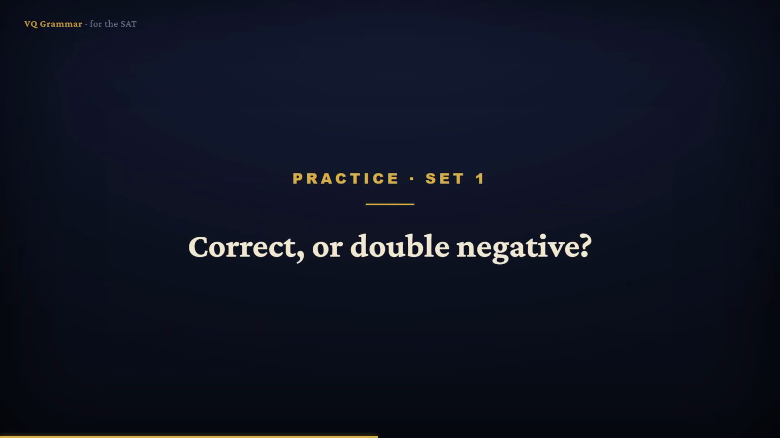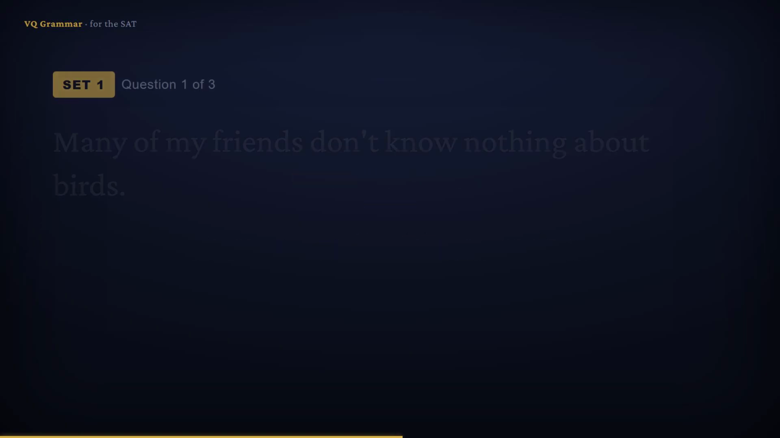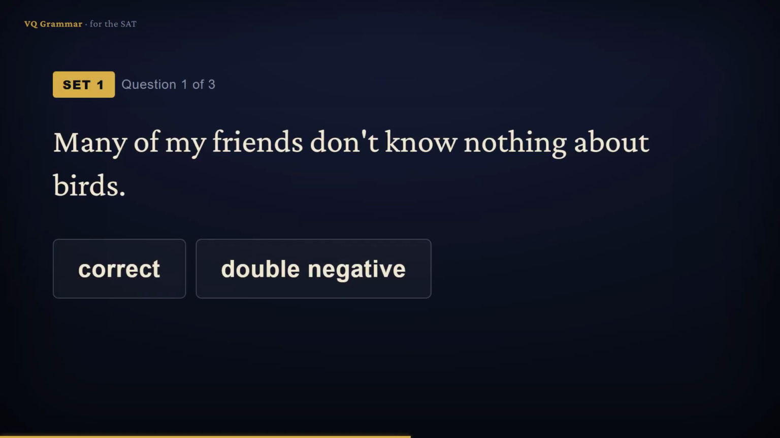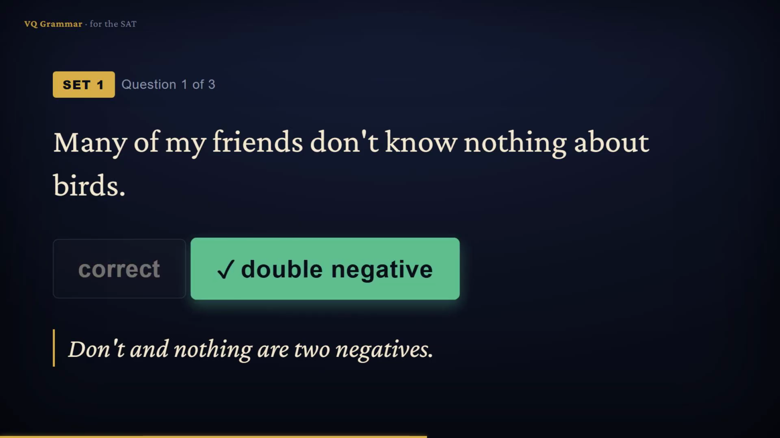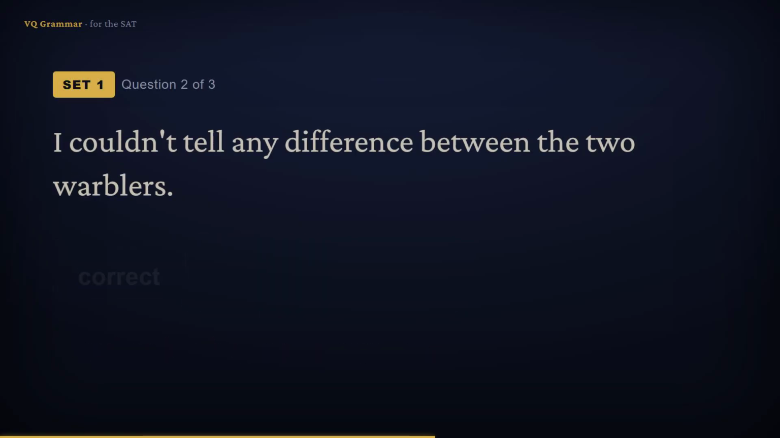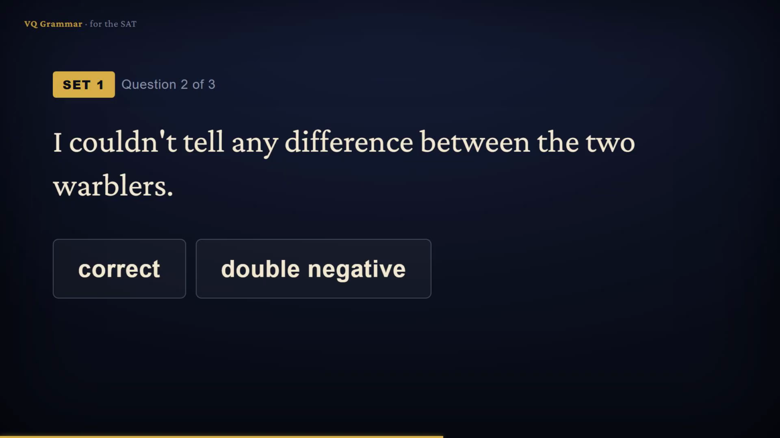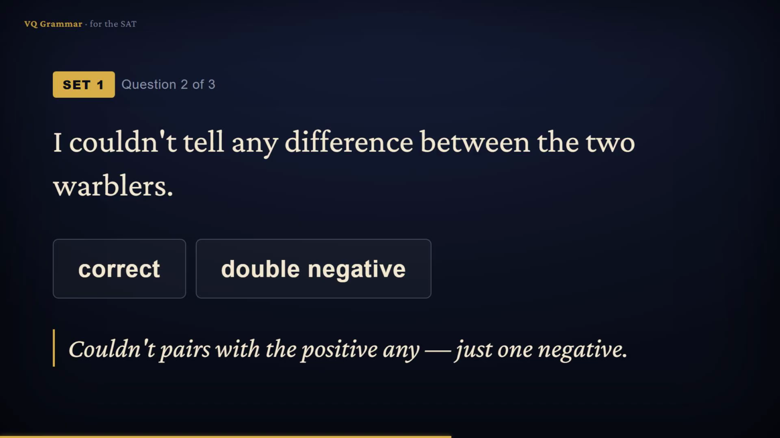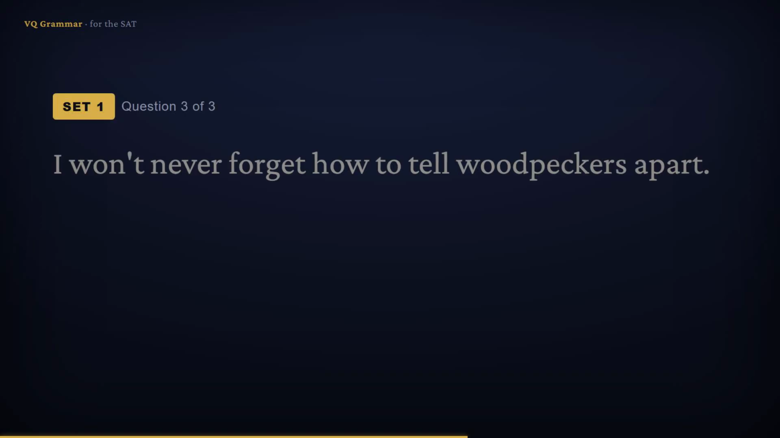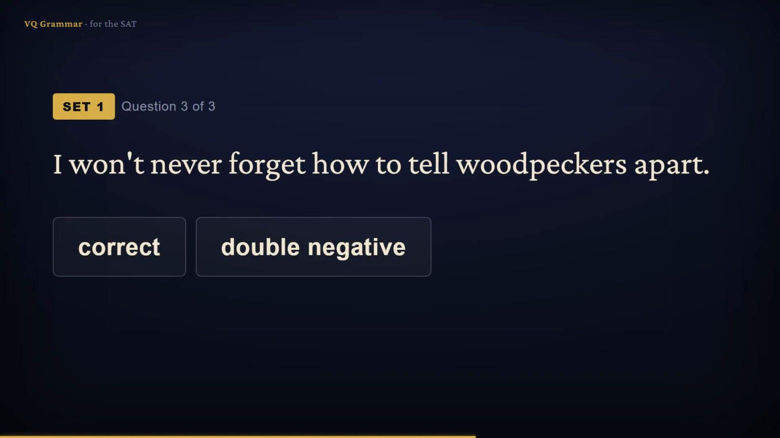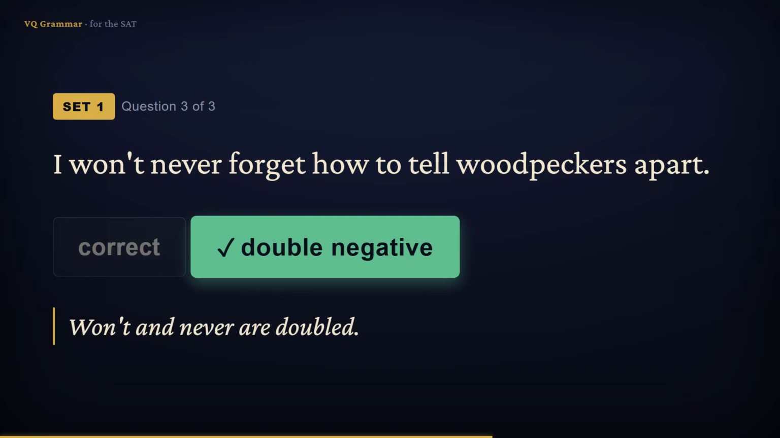Let's practice. Decide whether each sentence is correct or a double negative. Pause and try each one before I answer. Many of my friends don't know nothing about birds. Don't and nothing are two negatives, so this is a double negative. I couldn't tell any difference between the two warblers. Couldn't pairs with the positive any, just one negative, so this one is correct. I won't never forget how to tell woodpeckers apart. Won't and never are doubled, so this is a double negative.